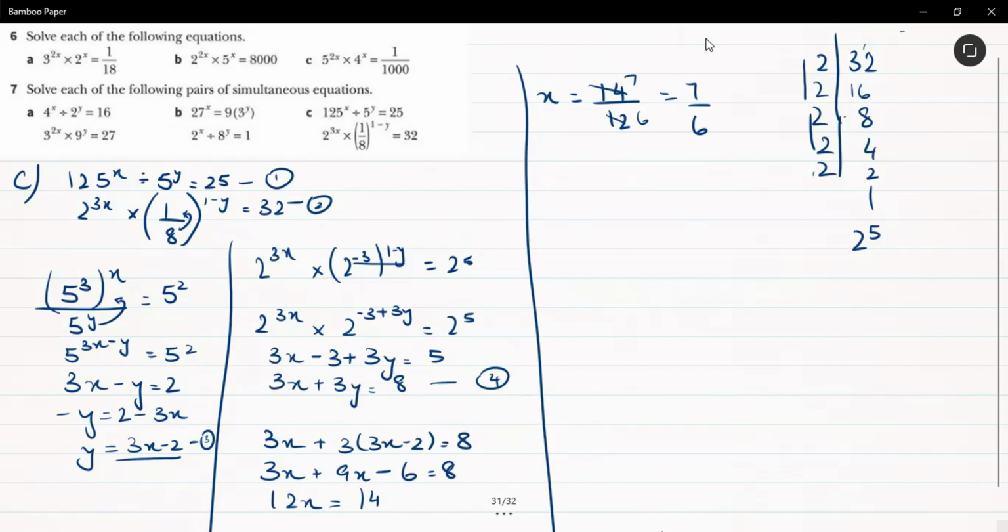And for y, we have y is equal to 3 multiplied by 7 over 6 minus 2. Again, just directly plug this value into your calculator. We get 7 over 6 multiplied by 3 minus 2, which is going to give us positive 3 over 2. And that's it. This is our answer for part C, question number 7.